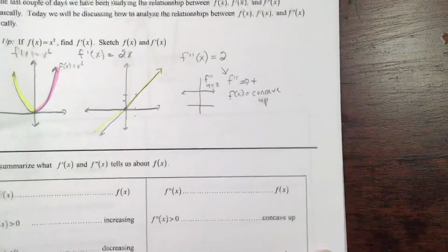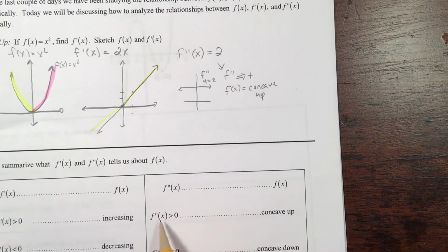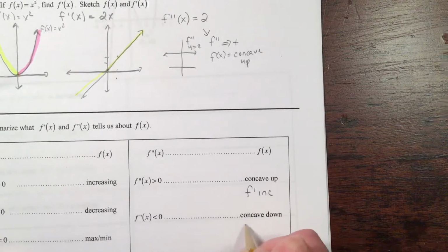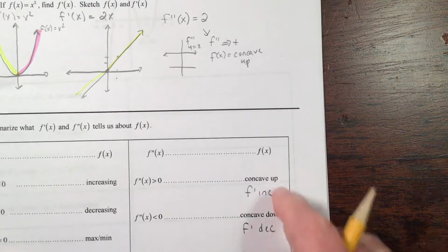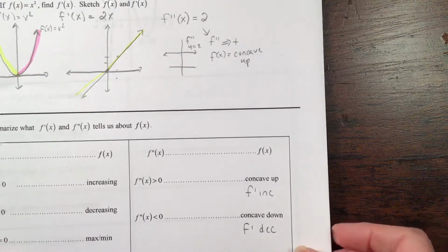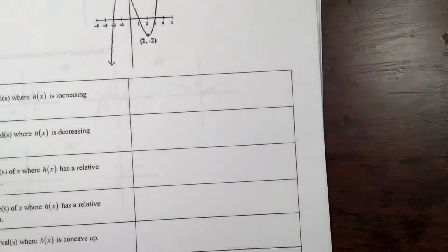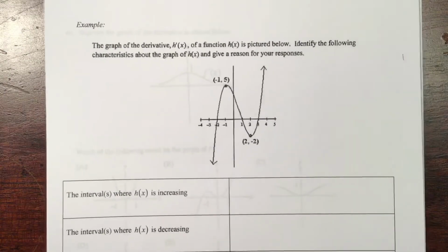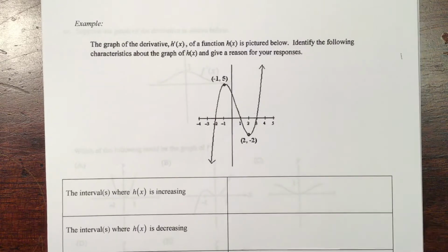One last little point here. When the second derivative is positive, that's when f prime is going to be increasing. And when the second derivative is negative, that's when f prime is going to be decreasing. Okay, this is if we're looking at the derivative itself. So now let's work through an example together to see how all this is put together. And I will tell you, it's really not that difficult.